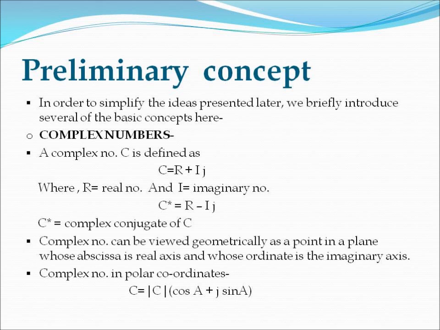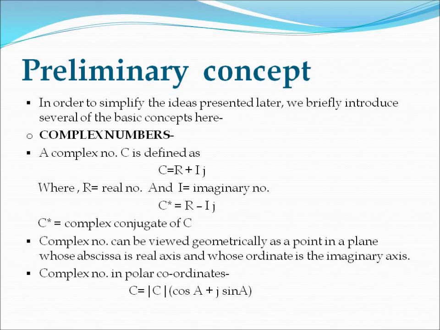Some of the basic concepts that are used later in this chapter are briefly discussed below. Complex number. A complex number C is defined as C equals R plus Ij, where R is equal to the real part and I is equal to the imaginary part of the number. The conjugate of C is equal to R minus Ij.